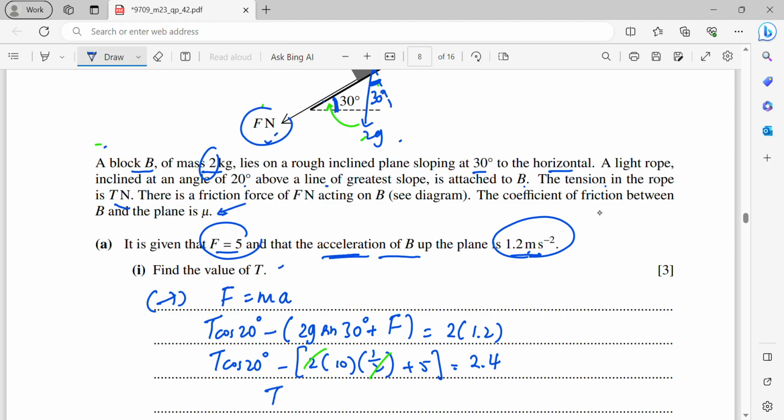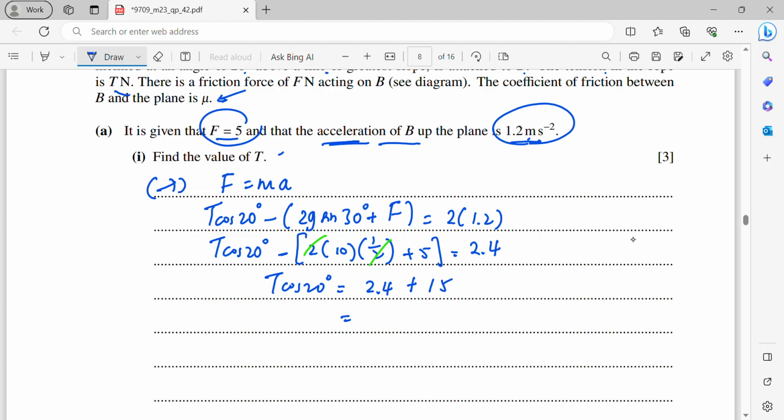Therefore, my T cos 20 degrees is going to be 2.4. There's a minus outside, now becomes plus. So plus 15. And you'll be getting 17.4. That is T cos 20 degrees. Now, in order to get T, just move the cos 20 degrees to the other side. So it will be 17.4 divided by cos 20 degrees. Then you will be getting 18.5167 and rounding to 3 significant figures, that will be 18.5.